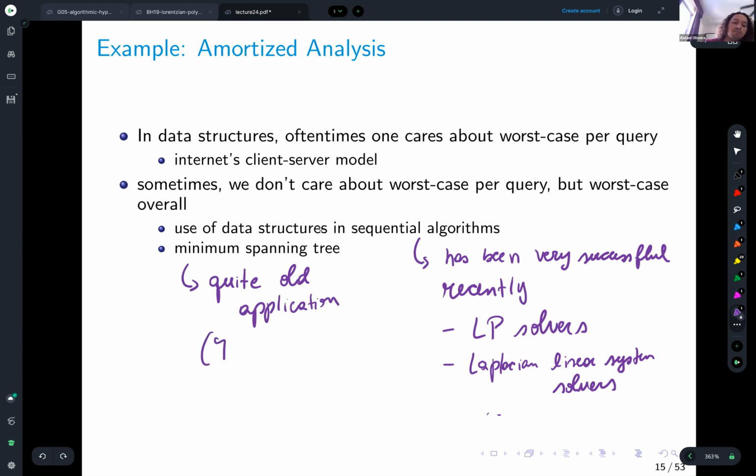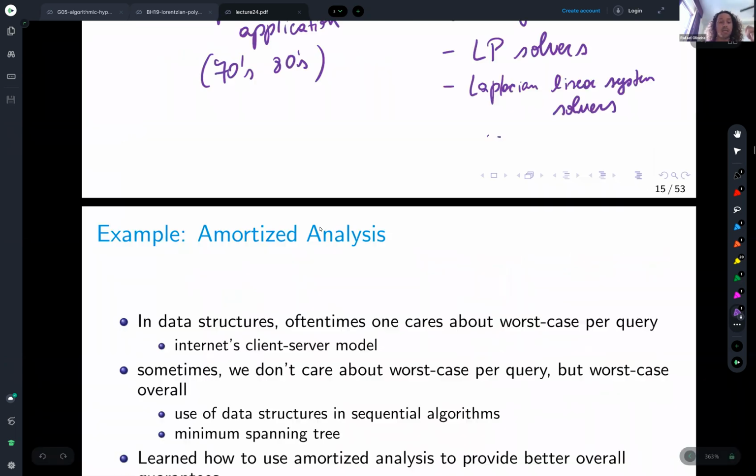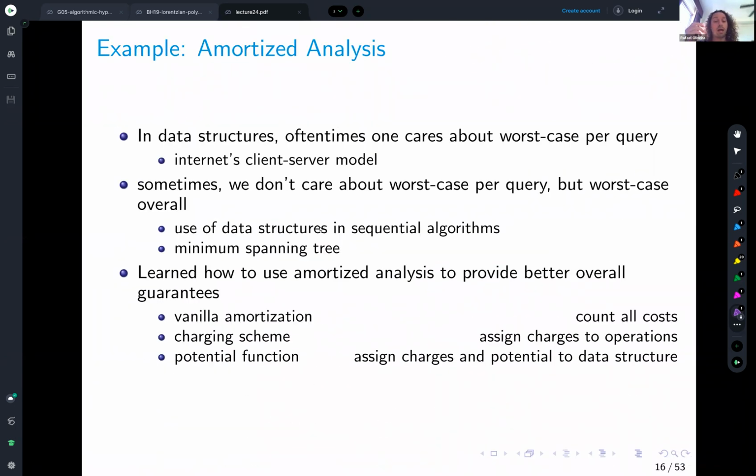Like back to the 70s and 80s, right? So sometimes, we know now that if we don't care about the worst case per query, but the worst case overall, then we have more freedom to develop data structures, right? And with this freedom, what do we get? So what did we learn? We learned how to use amortized analysis to provide a better overall guarantee, right?